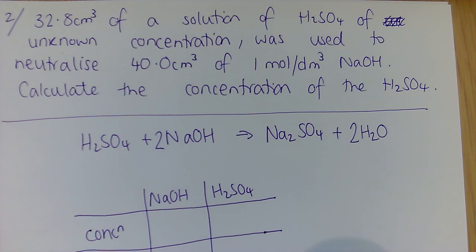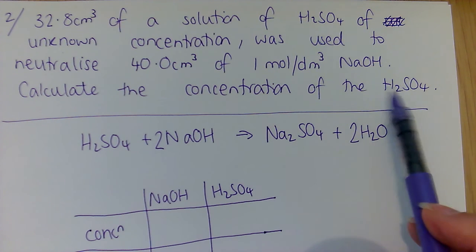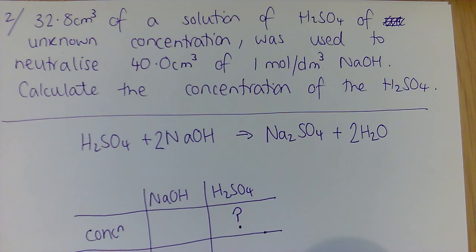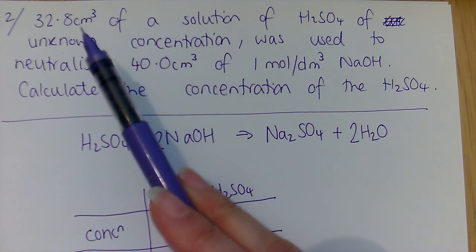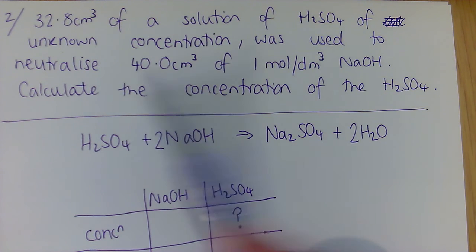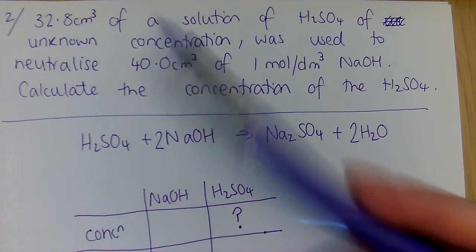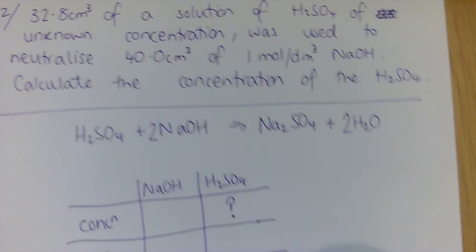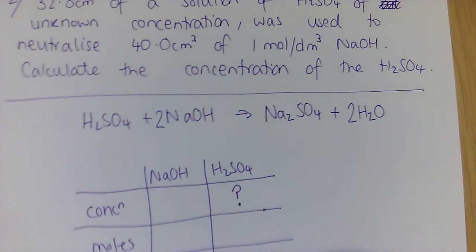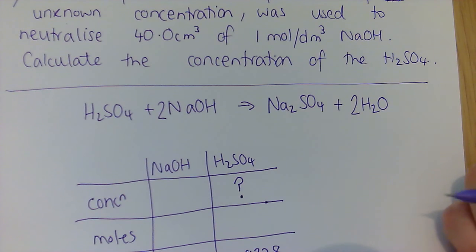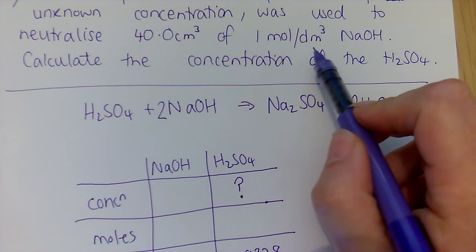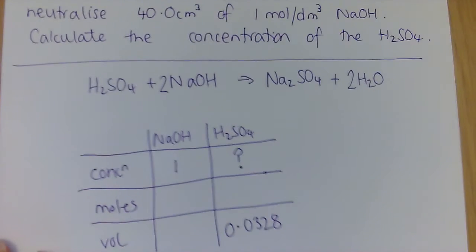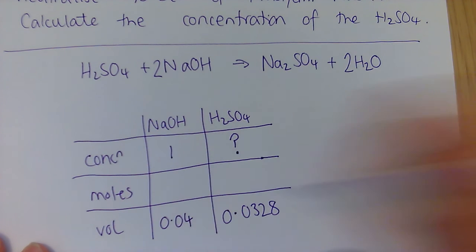Okay. So in this question it's asking me to calculate the concentration of the sulfuric acid. So that one there is my unknown value again. I've got 32.8 centimetres cubed of H2SO4, so that's my volume. So divide it by 1,000 to put it into decimetres cubed, and it's used to neutralise 40 centimetres cubed of 1 mole per decimetre cubed NaOH. So this is my concentration of NaOH, and my volume is here, converted into decimetres cubed to give me that.